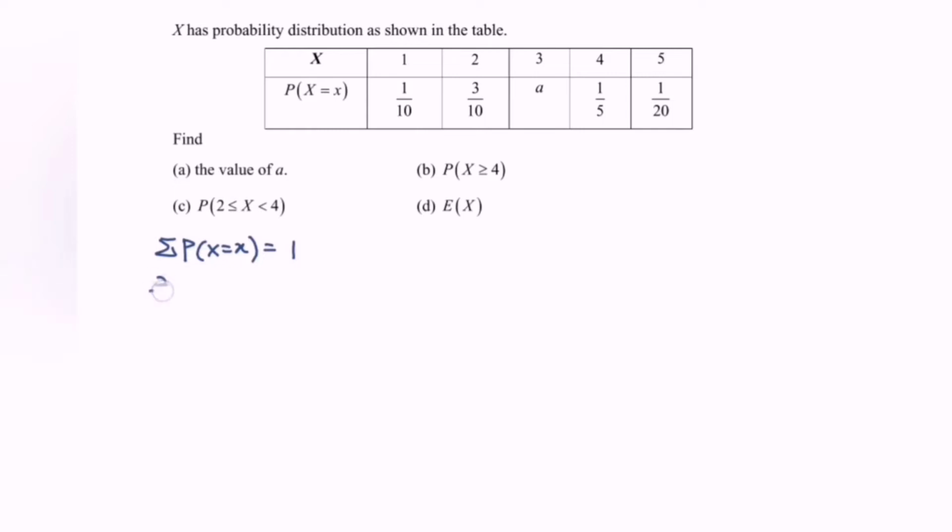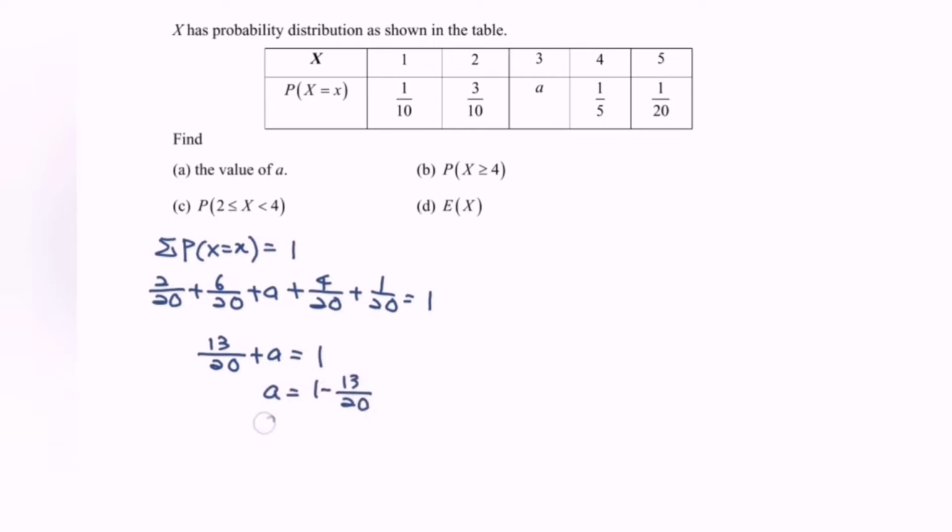So 2 over 20 plus 6 over 20 plus A plus 4 over 20 plus 1 over 20 is equal to 1. So kindly sum up the situation where we have 13 over 20 plus A equal to 1. So A will be equal to 1 minus 13 over 20. So A will be equal to 7 over 20. So kindly substitute the value into the table.